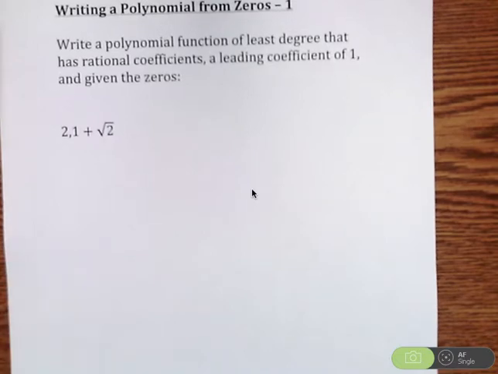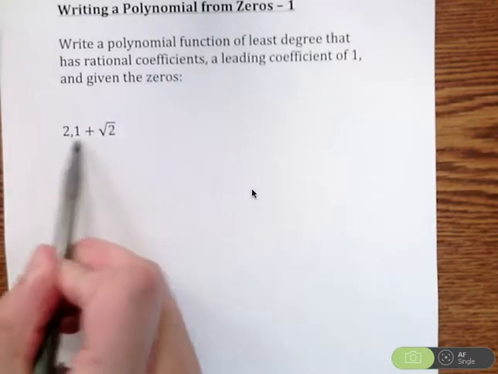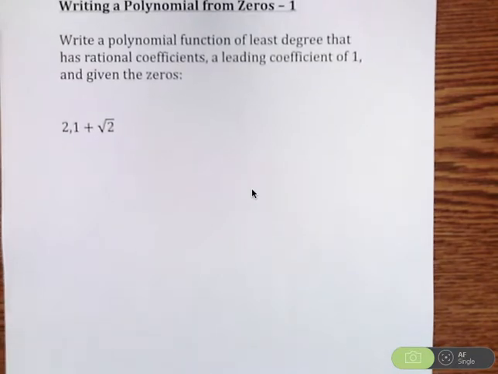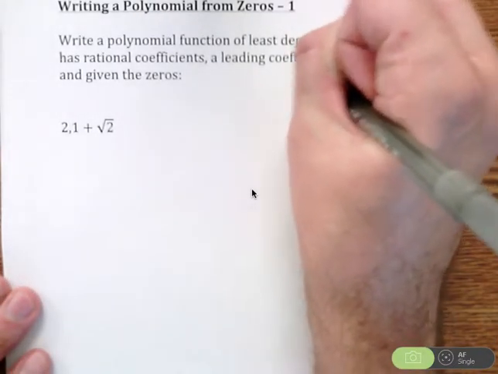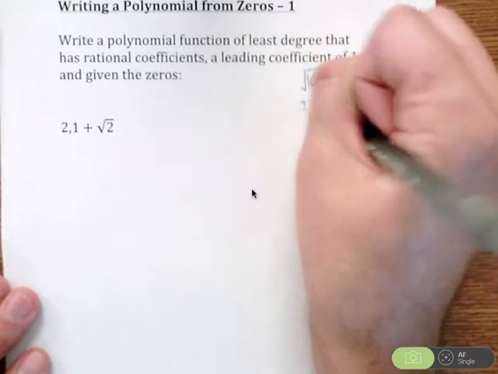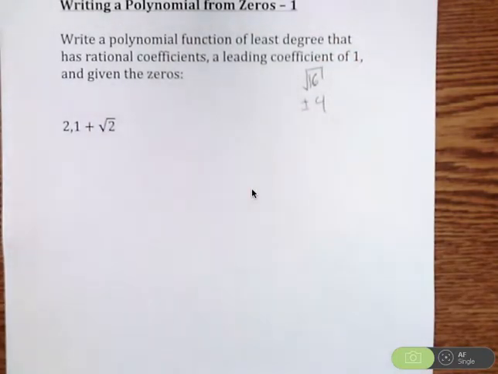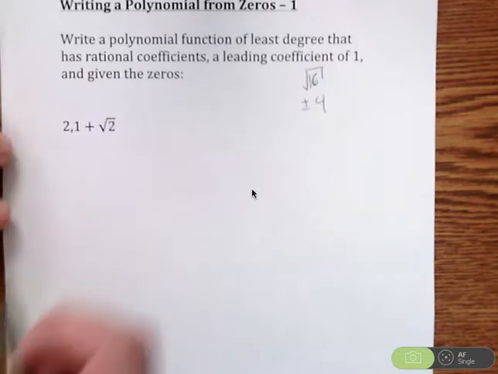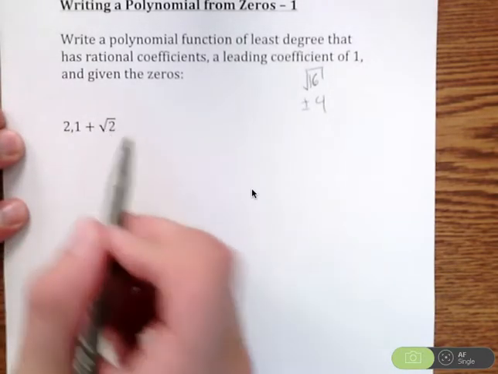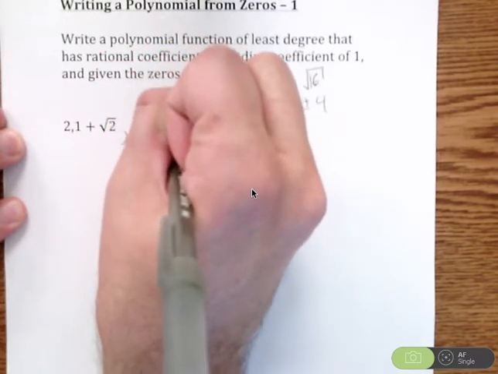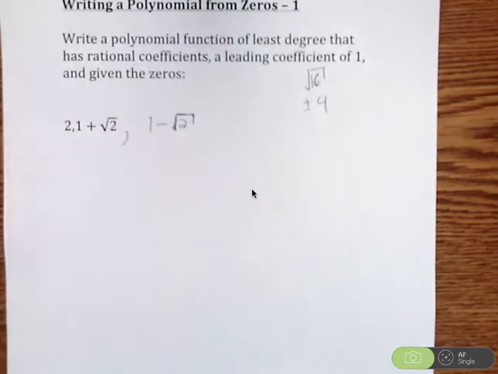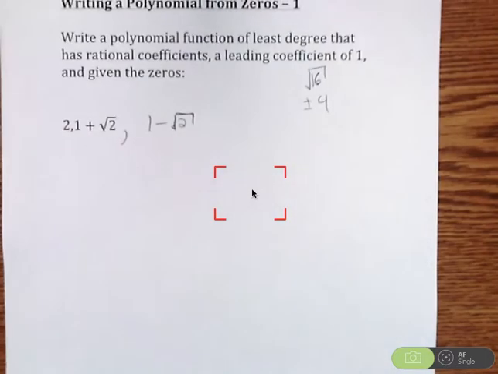But there's actually 3 zeros here, but you only see 2 written. Because you have to keep in mind, whenever we take the square root of something, like if I wanted to take the square root of 16, we always get plus or minus 4. Same thing here. When you have the positive square root, you also need the negative. You can't have one without the other. So I'm going to have 2 and 1 plus square root of 2. I also need 1 minus square root of 2.